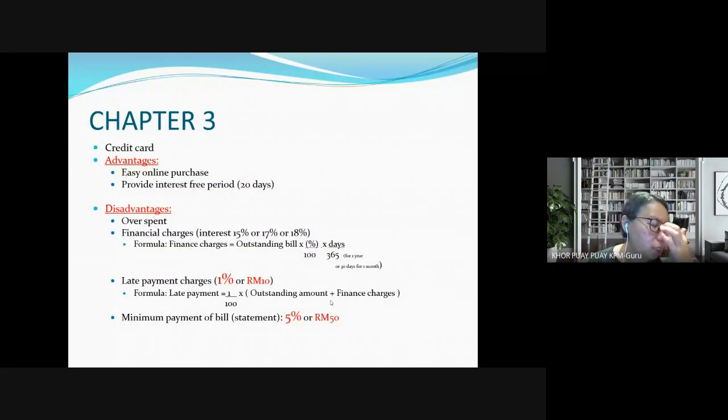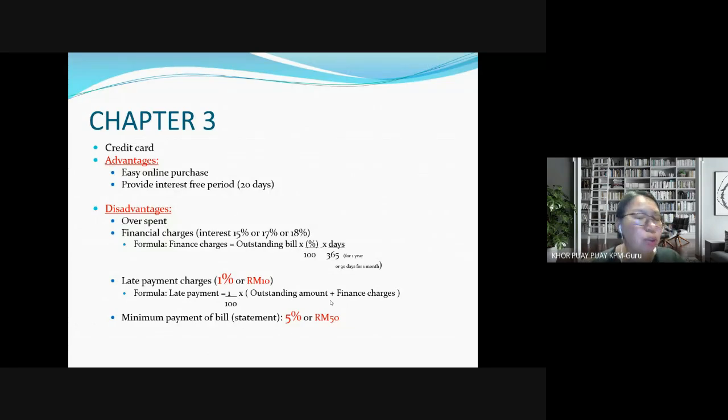Okay, next we are going into credit card. So for credit card, you must know the advantages and disadvantages. Why are you using a credit card? And then what are the charges of using the credit card? Normally, when you use a credit card, the bank will always charge 5% minimum payment. Means from the bill, you need to pay the bank at least 5% or 50 ringgit, whichever is higher. If you don't pay the bank or settle this minimum amount, then the bank will start to charge you late payment.